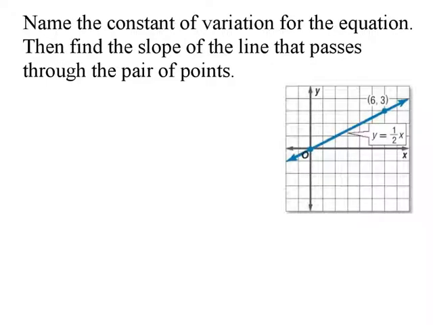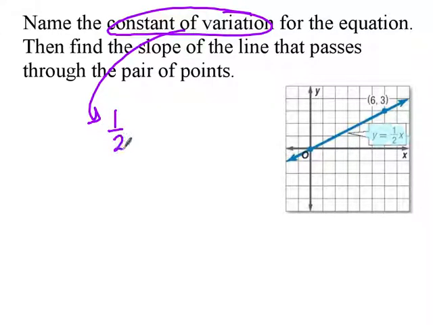It says name the constant of variation for the equation. Then find the slope of the line that passes through the pair of points. So let's go ahead and start with the constant of variation. Here's my equation. Okay, this is my equation right here. So based on what I just said on the previous slide, what would the constant of variation be? 1/2, right? It's just the number in front of x. That's it. Okay, so the constant of variation right here is 1/2.